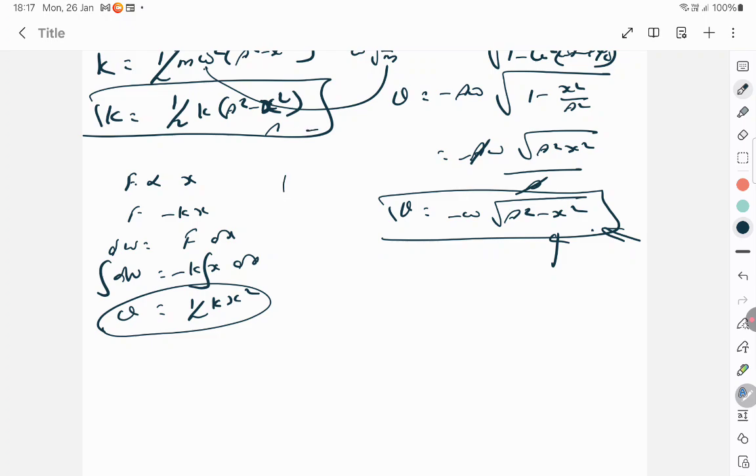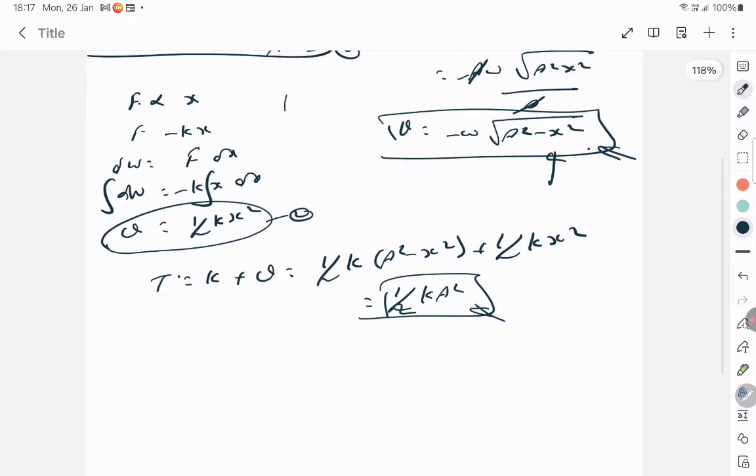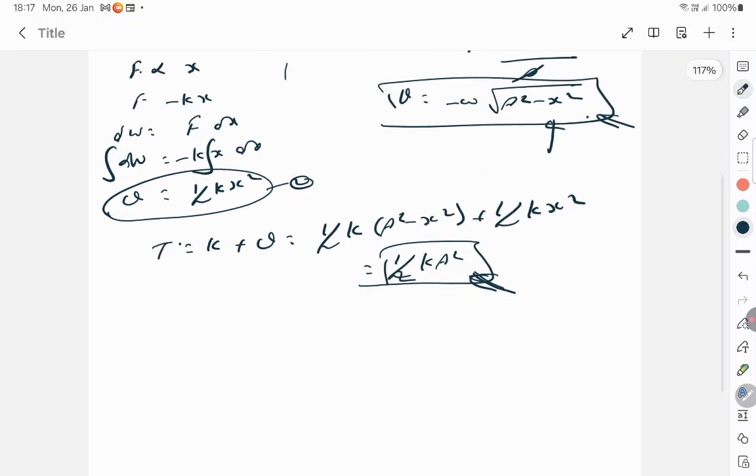And so the total energy is equation 1 plus equation 2. The total energy is kinetic energy plus potential energy, which is half k(a square minus x square) plus half k x square. The half k x square component will get cancelled. The total energy will remain half k a square. At any point of time you add potential and kinetic together, it will be this, half k a square.